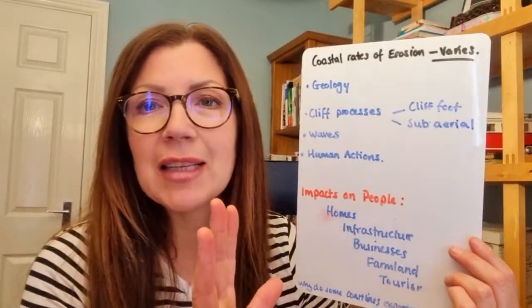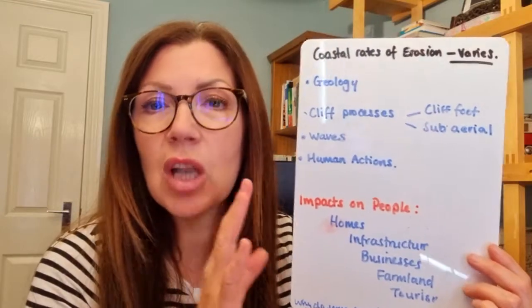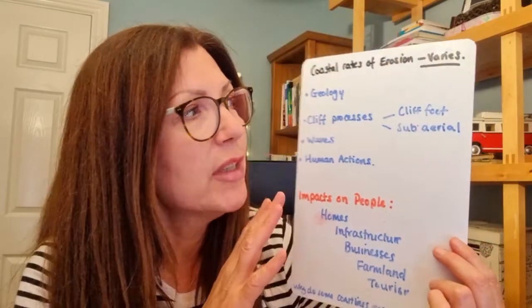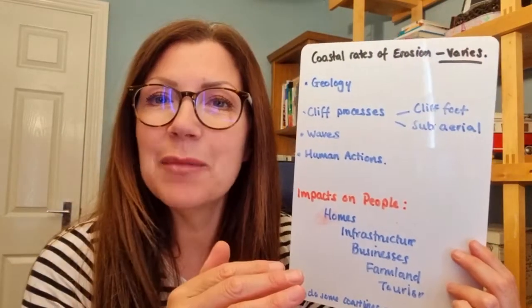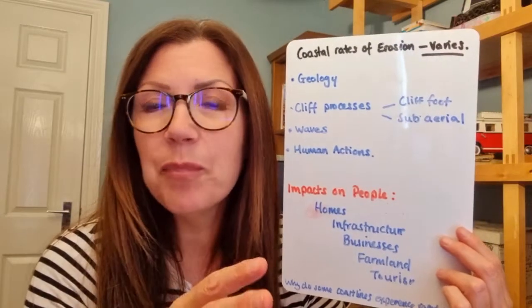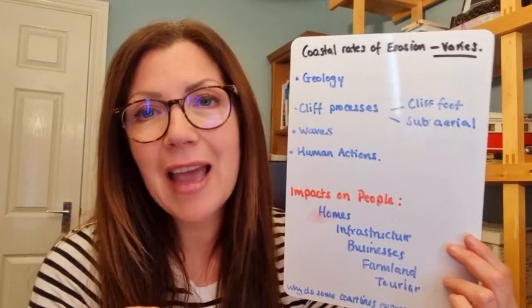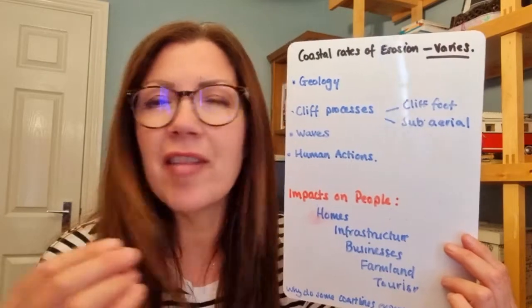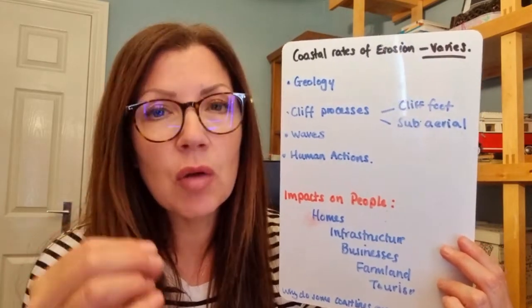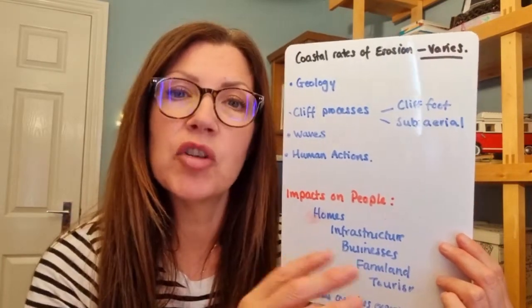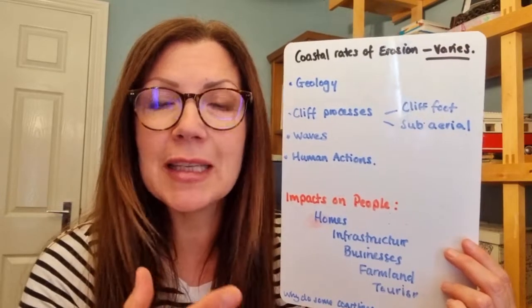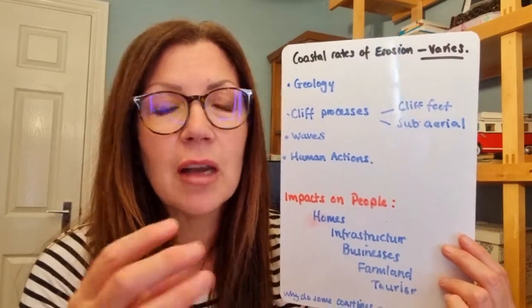So the first factor that has an impact on how quickly or slowly the coastline erodes is geology. In the eastern part of the UK, we have clay, especially along the Holderness coastline and the Kent coastline, and clay is very soft and unconsolidated, so it will erode very quickly. So rates of erosion are going to be very high, up to 2 metres maybe, along the Holderness coastline.